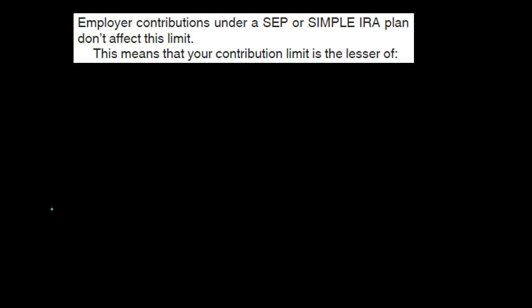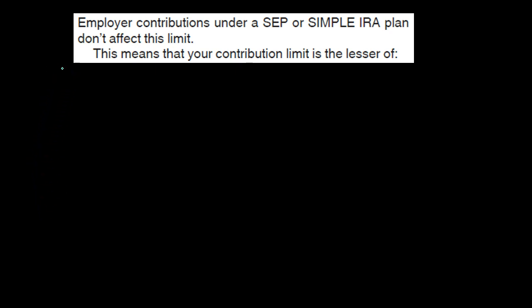Employer contributions under SEP or SIMPLE IRA plans don't affect this limit. So that's going to be important to note. Notice the limit isn't affected by the SEP or the SIMPLE IRAs, and typically those would be plans set up by a small employer. So if you're working for someone and they don't have a 401k, but they have a smaller company, they might just set up a type of retirement plan, which would be something like a SEP or a SIMPLE IRA plan.